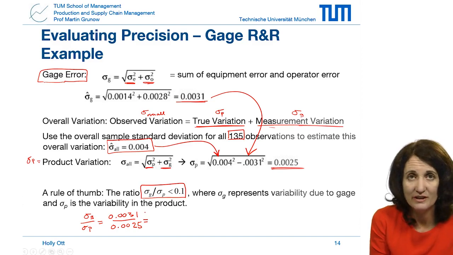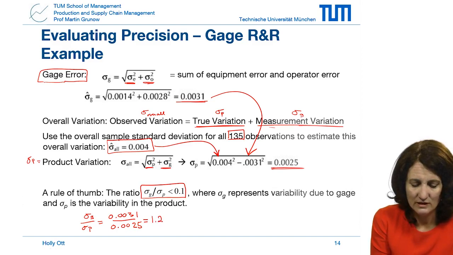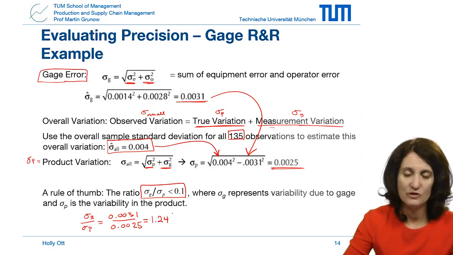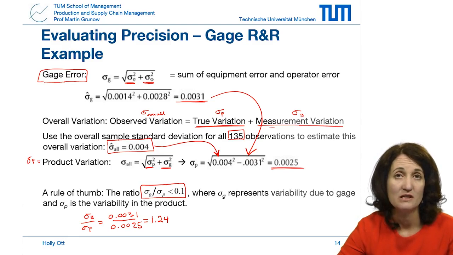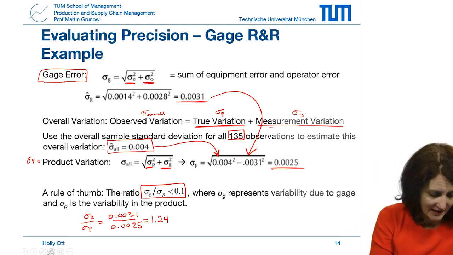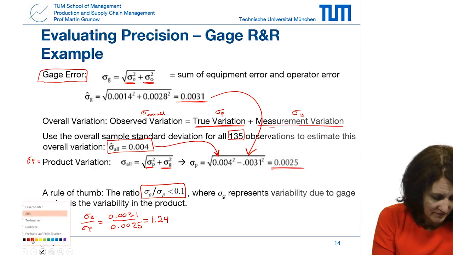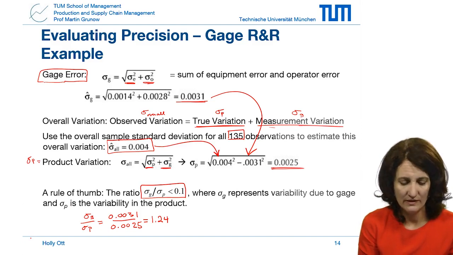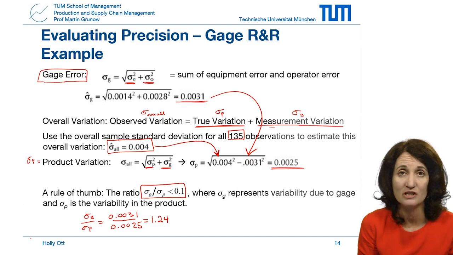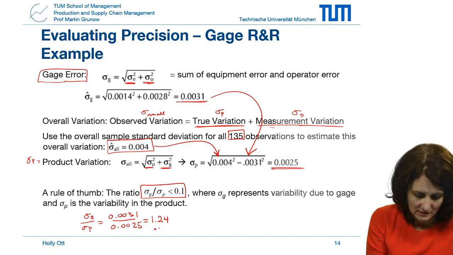Put that into your calculators. What do you get? 1.24. So 1.24 is certainly not less than 10%. This means that the instrument or the gauge error is significantly larger than our true variation, our true product variation. This is unacceptable. Very bad.